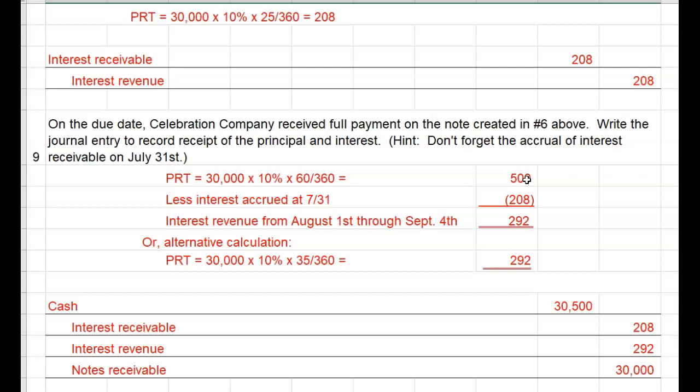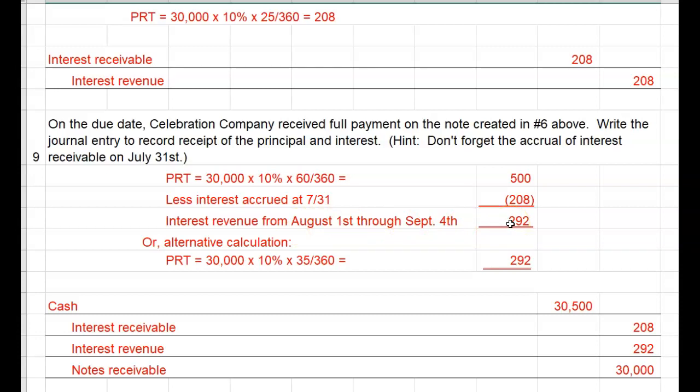So from the customer's point of view, they don't care when we record that interest income. They just know that they have to pay us the $30,000 plus the $500 of interest. It's up to us to record this $500 of interest in the correct time period, and we already recorded 208 of it in the time period that ended July 31st, which means of the $500, 208 already recorded, $292 of interest income then was earned between August 1st and September 4th.